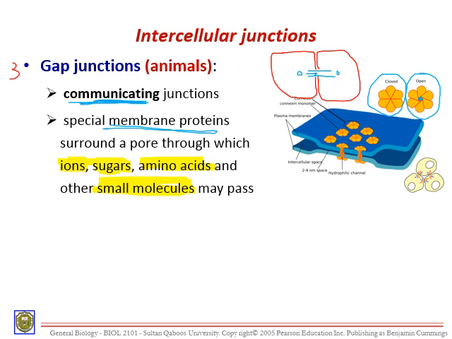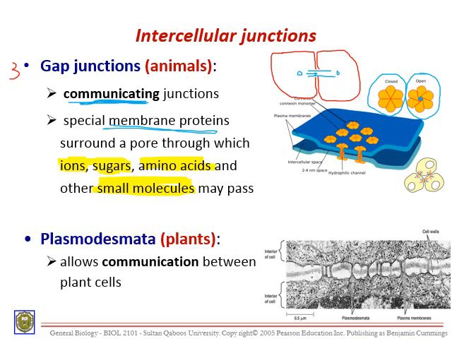All right? Okay. Now we move to the plasmodesmata in plants. This is the only intercellular junction in plant cells. It's called plasmodesmata. Of course, plasmodesmata is also a communicating junction, so it has a similar function to the gap junction. These two have similar function, but they have different names. In animal cells, it's called the gap junction. In plant cells, it's called the plasmodesmata.